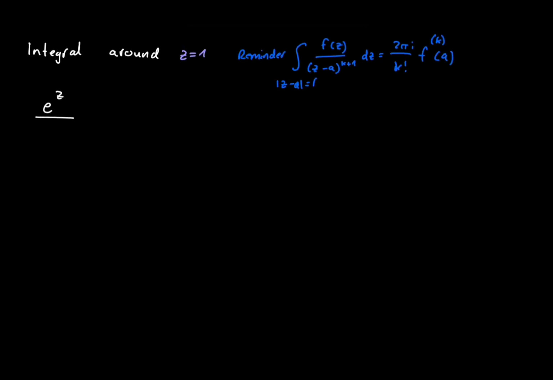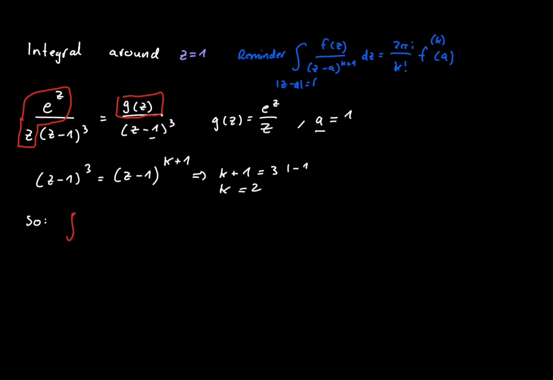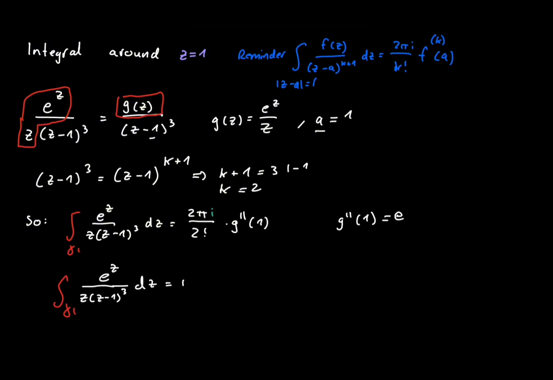Now the second integral is around 1. Around 1, we rewrite the function as something divided by (z minus 1) cubed. The remaining function is e to the z divided by z. Since the denominator has power 3, we use the higher order Cauchy formula. Power 3 means k equals 2. So we take the second derivative of the remaining function and evaluate it at 1. This gives e. So the second contribution is pi i times e.